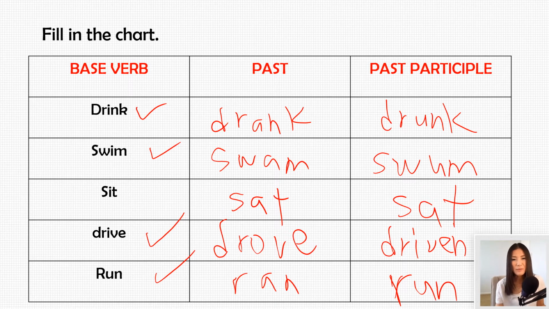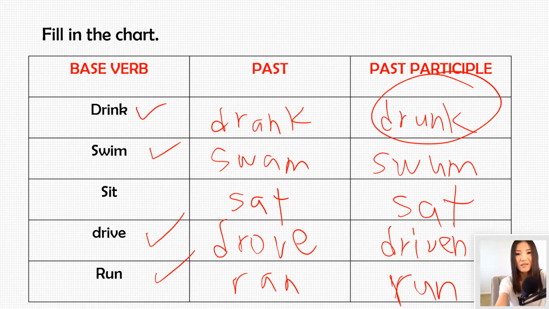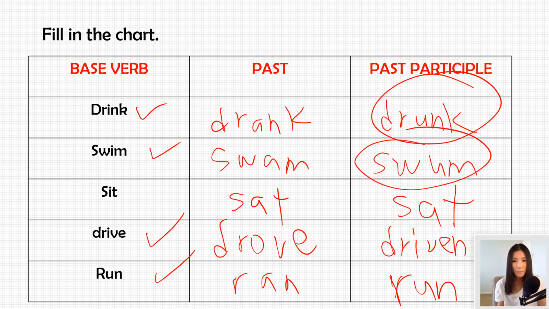For example, people would say things like, I should have drank more water, when it should be, I should have drunk more water. Or she has swam for 15 years, when it should be, in fact, she has swum for 15 years. Or we should have driven together, right? Instead of we should have drove together. I have run many marathons, not I have ran many marathons.